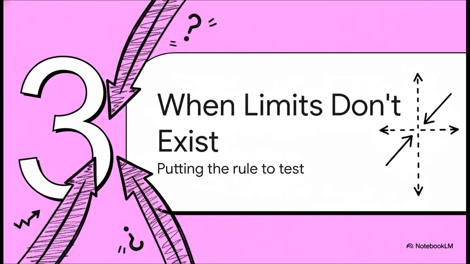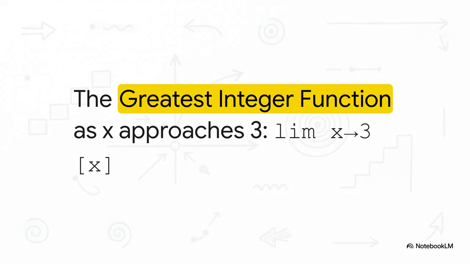So you might be asking, what happens when those two paths don't meet up? Well, that's exactly when we say the limit does not exist. It's that simple. Let's look at a couple of classic examples where this happens. First up, we've got the greatest integer function, which some people call the floor function. Basically, whatever number you put in, it rounds it down to the nearest integer.